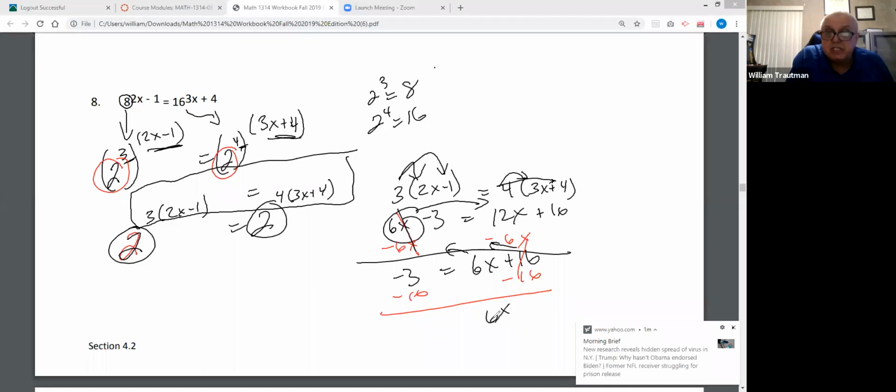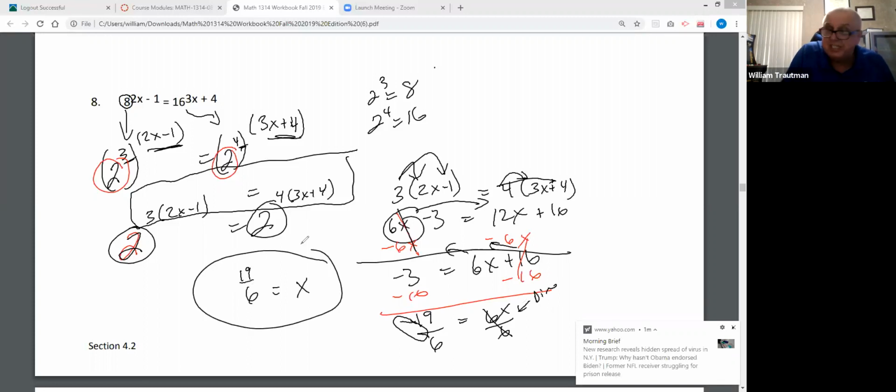I'm left with 6x equals negative 3 and a negative 16 is negative 19. Did I do that right? Yeah. And then I'm going to divide by 6. And x equals a negative divided by a negative is a positive 19 over 6. And you can check to see if that reduces or not. It doesn't reduce. That is my answer.